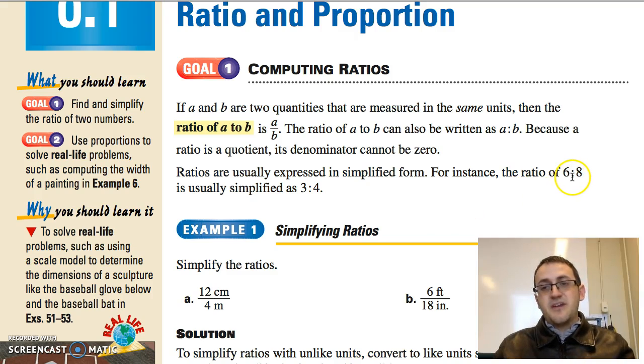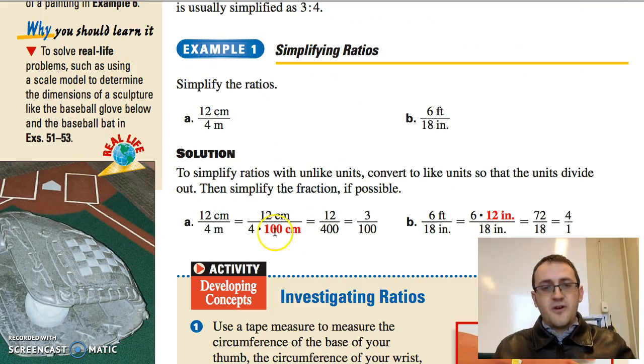So let's say we have a ratio like 6 to 8. We're going to be simplifying that as 3 to 4 because 2 goes into both 6 and 8. So for instance, let's say that we want to simplify two ratios. Let's say we have 12 centimeters over 4 meters.